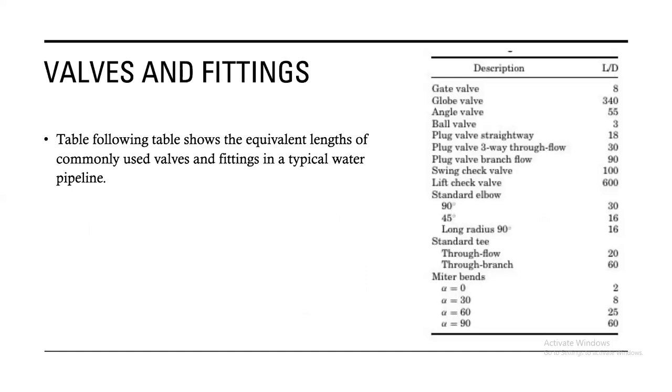Valves and fittings. The following table shows the equivalent lengths of commonly used valves and fittings in a typical water pipeline. So we're given the values for L over D. Your L is your equivalent length, and D is the diameter of your valve. So for a gate valve, the ratio is 8, globe valve 340, etc. But you need to take note that they made a mistake here. For a swing check valve, it's 50.